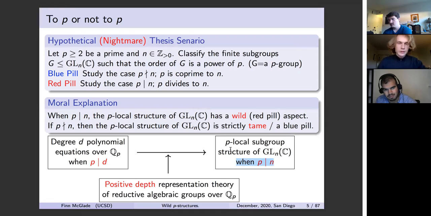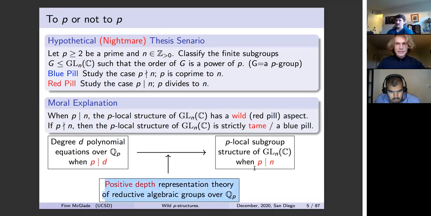One of the aims of the talk is to give you some examples in this circle of ideas. This wild P-local structure over here, it turns out, is closely related to another wild P-local structure, which is the degree d polynomials over Q_p when P divides d. I will define Q_p and give you some examples in this box over here. And similarly, you can study wild P-local structures in representation theory. I'm not going to say anything about reductive algebraic groups, but I will describe a little bit here.